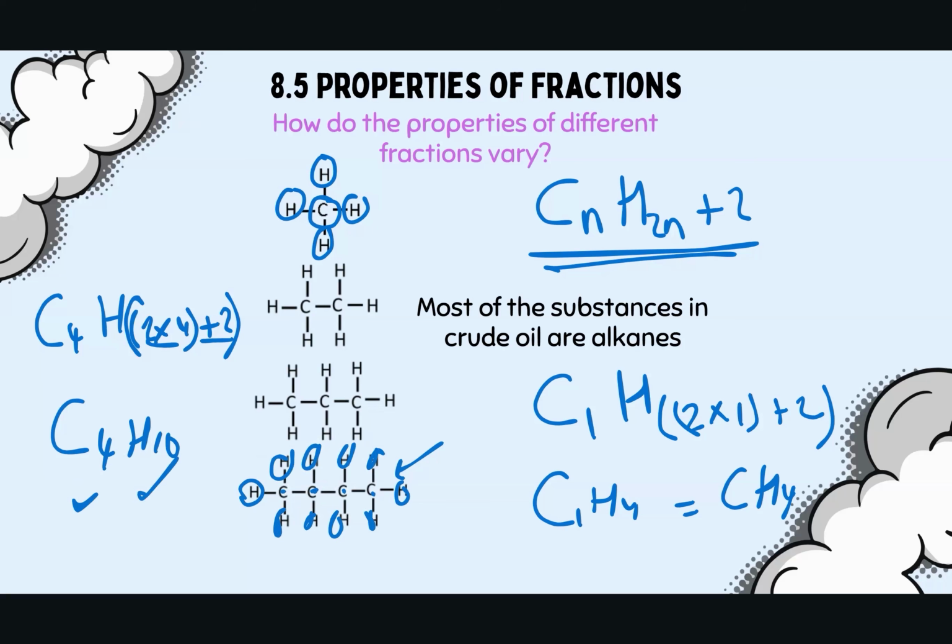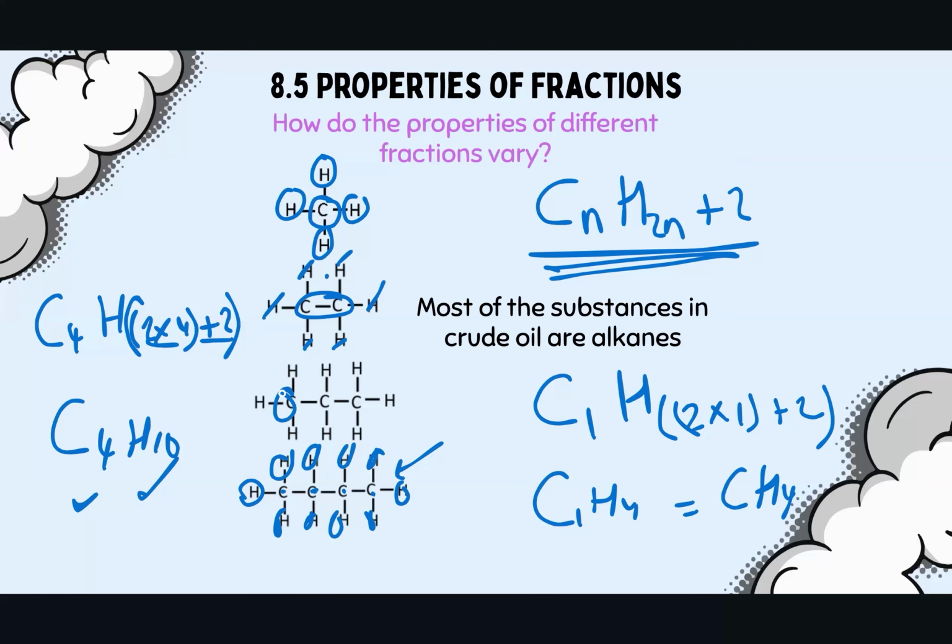Now, if you're not good with nth term, then what you need to remember is in an alkane, the number of hydrogens is twice the number of carbons plus 2. So look here, we've got 2 carbons, double it plus 2. So 2 times 2 is 4 plus 2 is 6. Yep, we've got 6 hydrogens there.